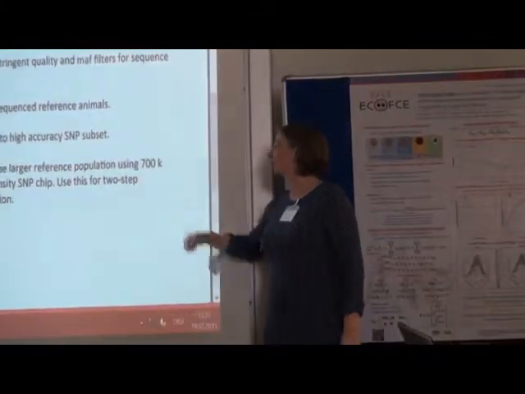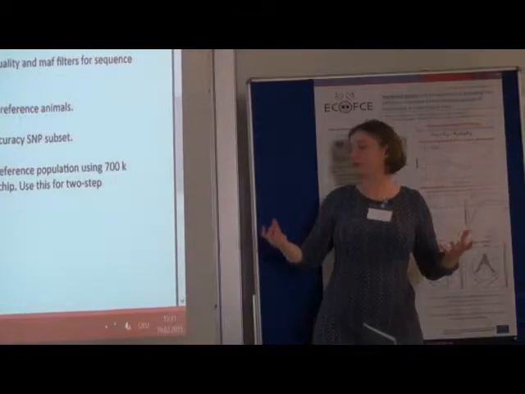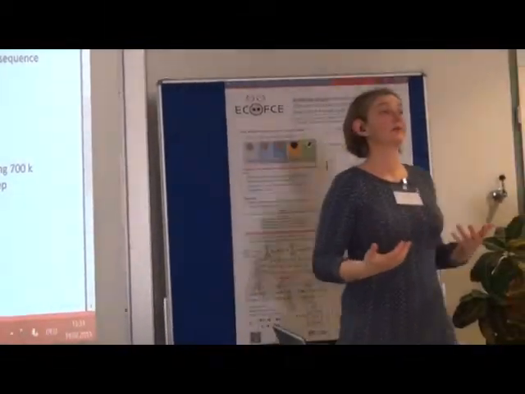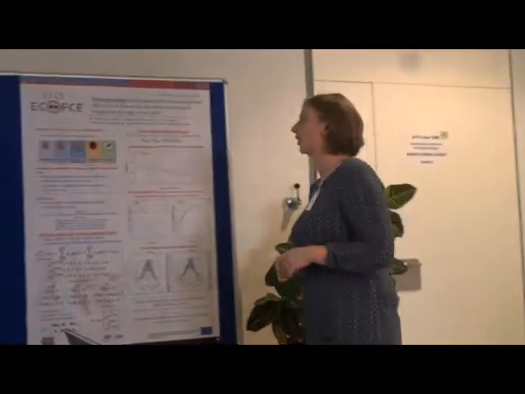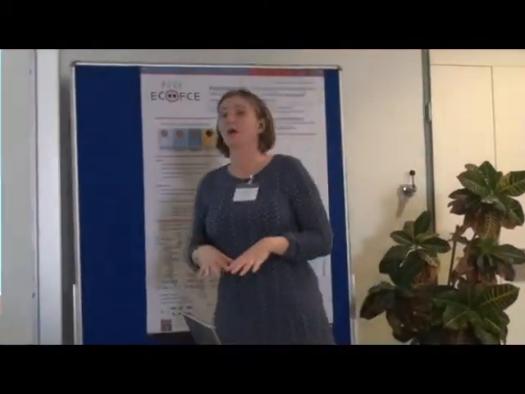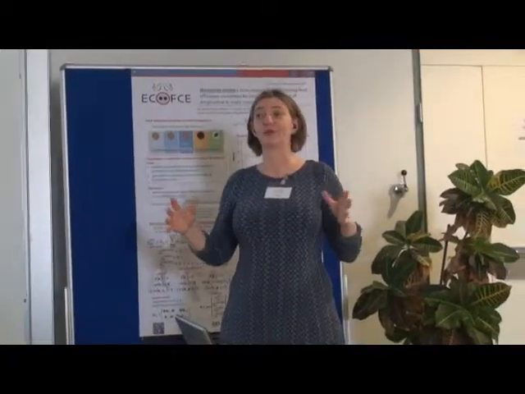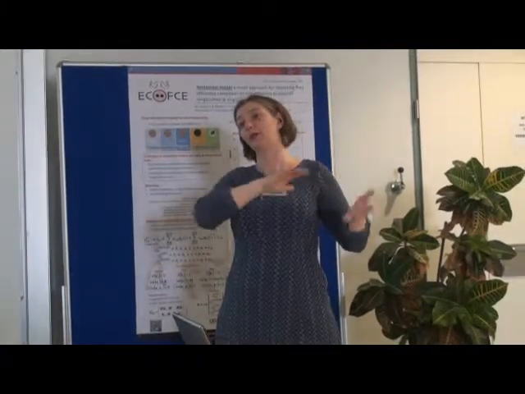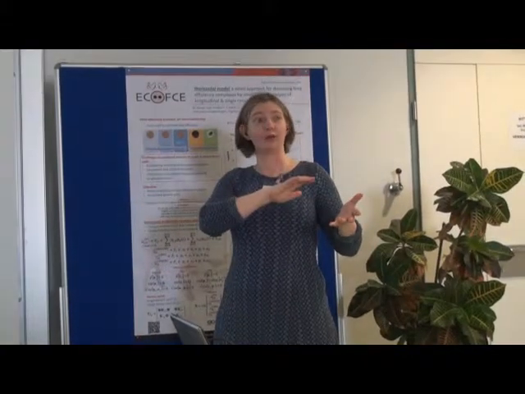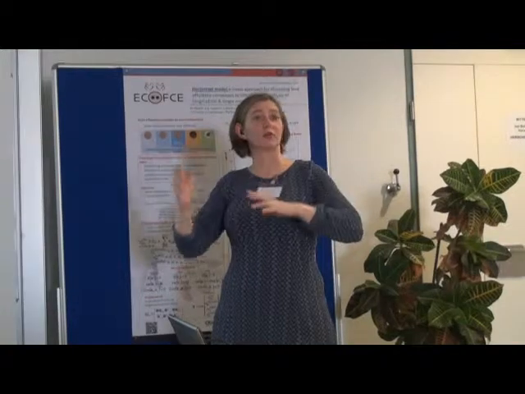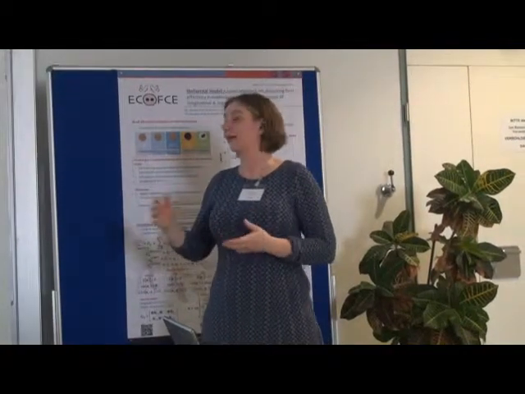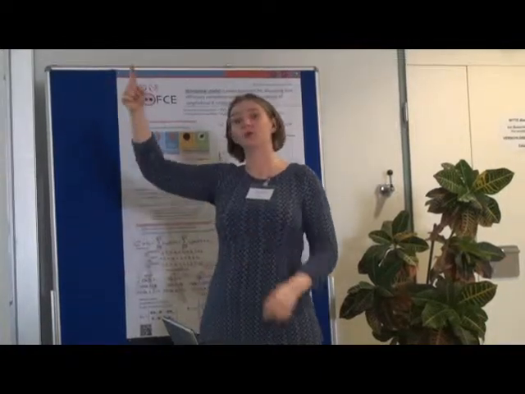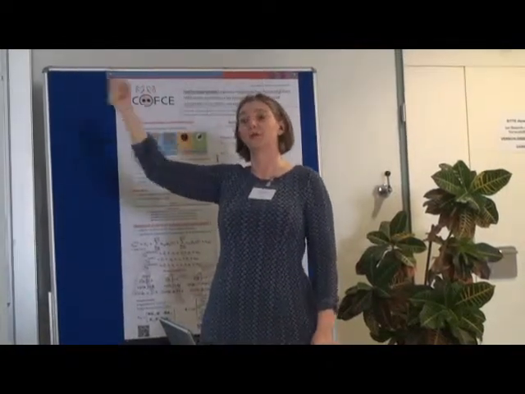A strategy is also to genotype a larger reference population using a high density chip that's just coming to the market at the moment with 700K, which could help imputing to sequence a lot, going from only about 33,000 markers up to around 700,000. And then use this to first impute up to the chip sequence and then impute further up.